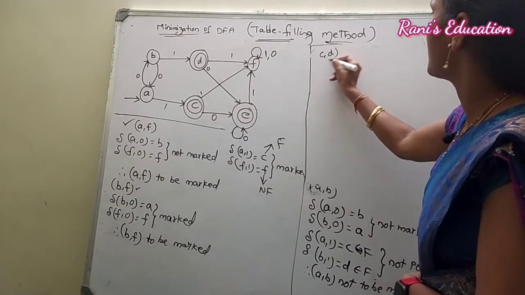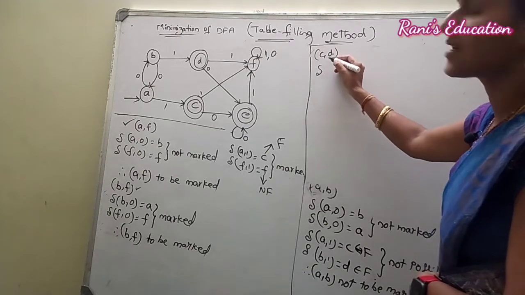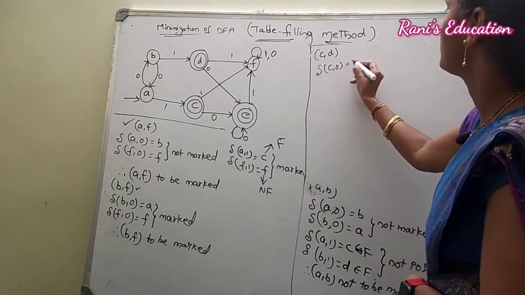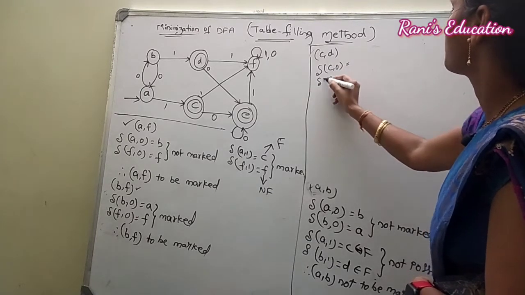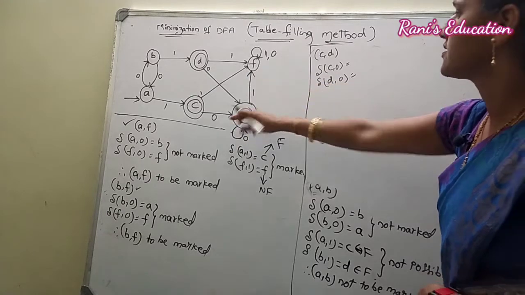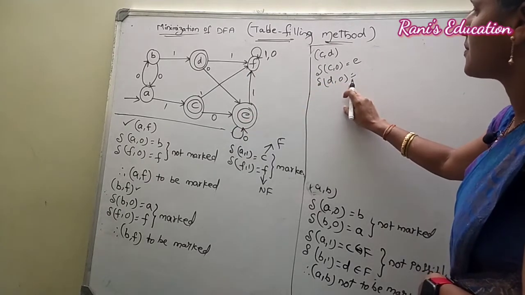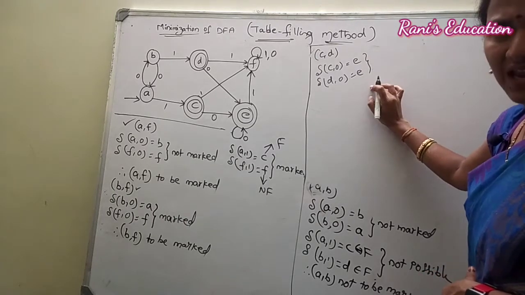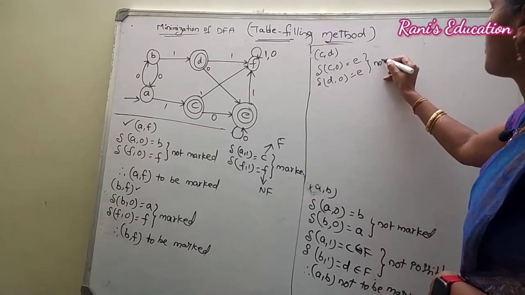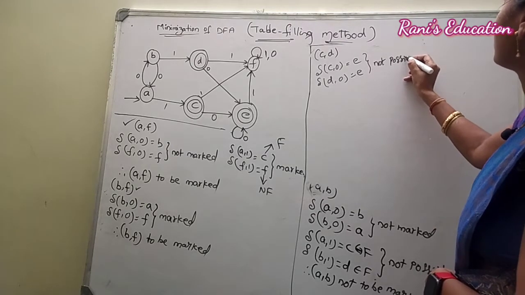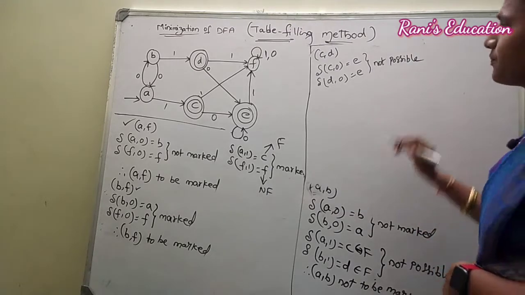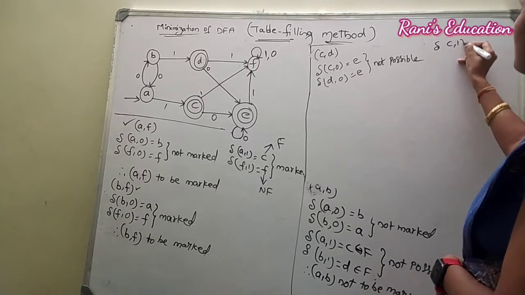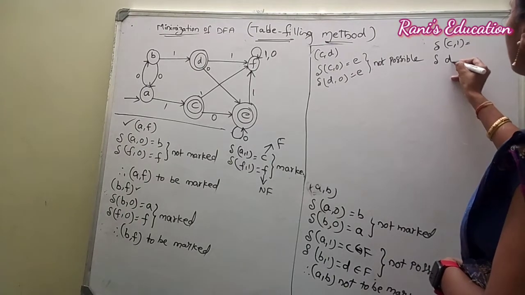That is C comma D. We need to check whether this state pair is going to be marked in the table or not. So delta of C comma 0, delta of D comma 0. What is C comma 0 here? C comma 0 is E. So what is D comma 0? Which is also E. If the resultant state pair has the same symbol, it is not possible to mark. So go for another input symbol for the same state pair, that is delta of C comma 1, delta of D comma 1.